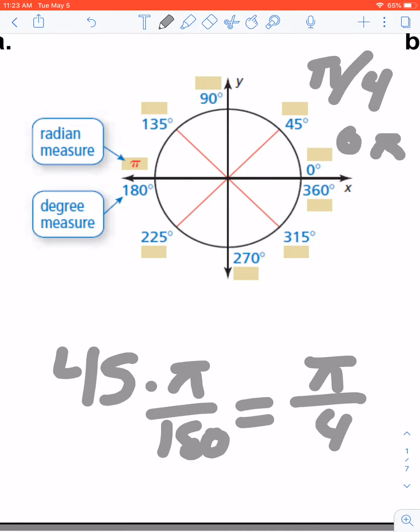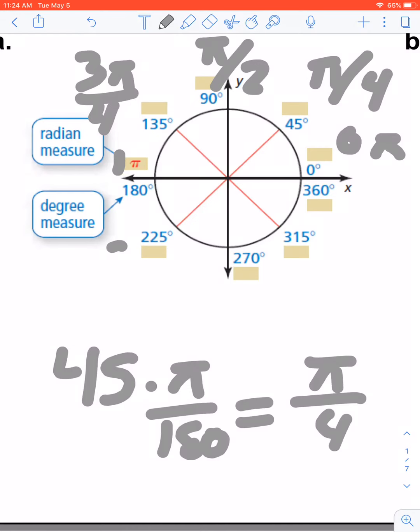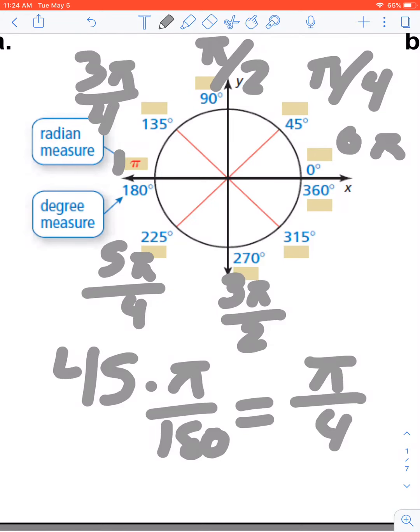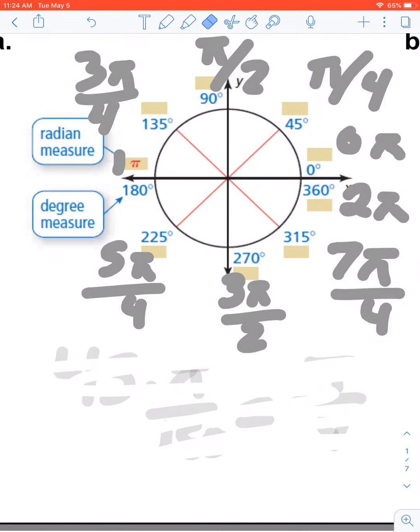90 degrees, we already know, is pi over 2. 135 is 3 pi over 4. We know that halfway all the way over is 1 pi because all the way around is 2 pi. 225 is 5 pi over 4. We already know that this is 3 pi over 2. And then this is going to be 7 pi over 4, and then 8 pi over 4, which is 2 pi.